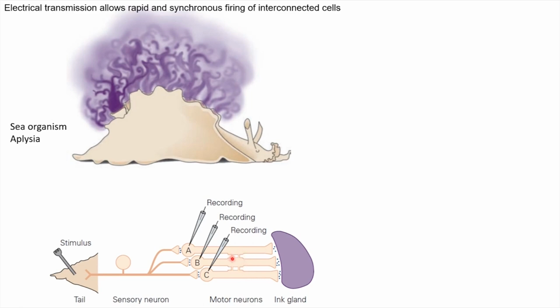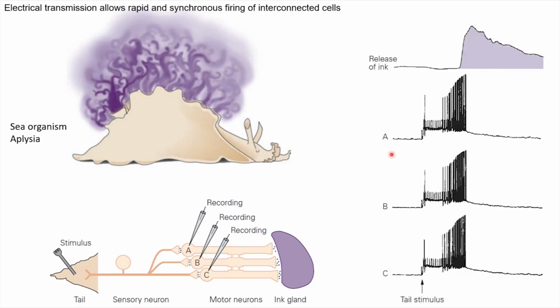We can verify this phenomenon by doing a simple experiment. So if we artificially stimulate the tail and we make recordings from these three neurons at the same time. Now this kind of experiment is possible in Aplysia because these neurons are accessible and relatively large. But in vertebrates, such an experiment, making recordings from three targeted neurons at the same time, would be very difficult.